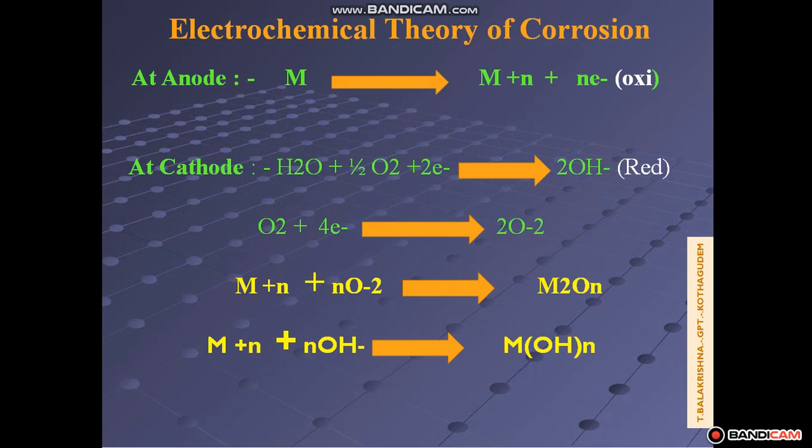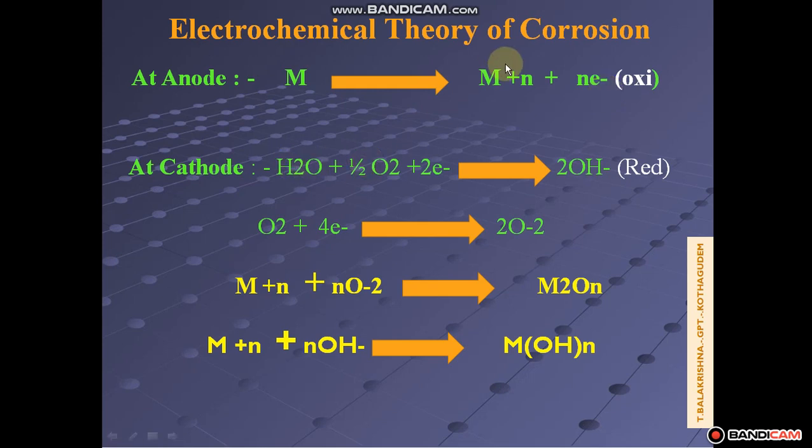In this electrochemical theory of corrosion, when the metal is exposed to the environment, the metal acts as an anode and the environment acts as a cathode. Oxidation reaction takes place at the anode, so the metal is converted into metal ion by losing electrons. Losing of electrons is called oxidation.